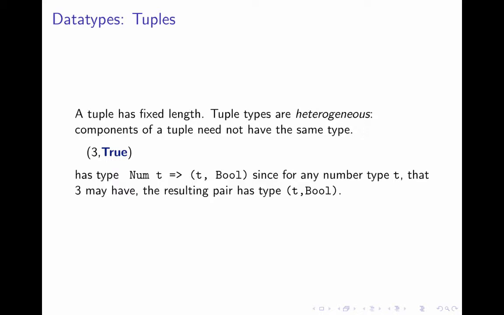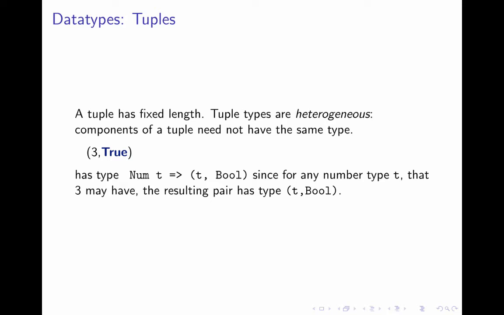The first example of a composite type is that of tuple types. A tuple has fixed length. Tuple types are heterogeneous. The components of a tuple type need not be the same. An example of an expression of tuple type is the pair (3, True). It's got the type Num t => (t, Bool).